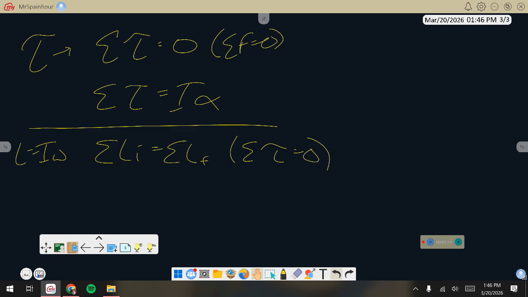Okay? If it didn't start off moving, you got a bridge problem. You got an equilibrium problem. If it did start off moving, boom, you've got a conservation of momentum problem.